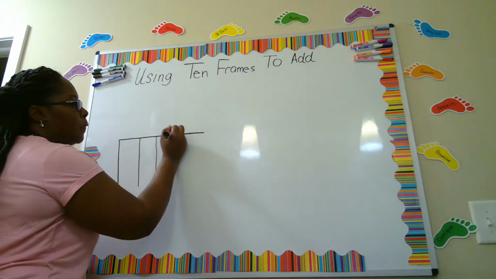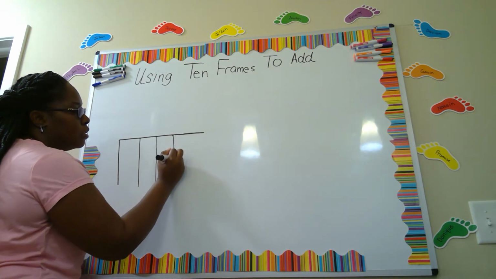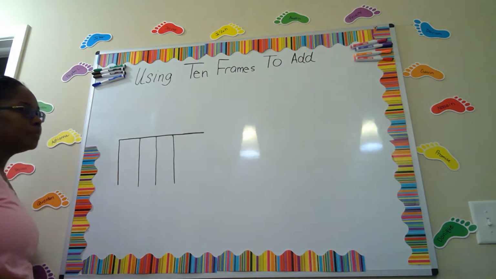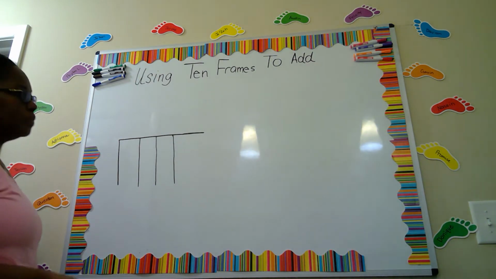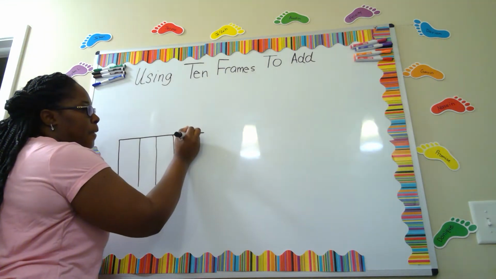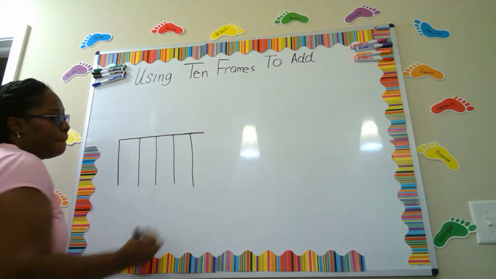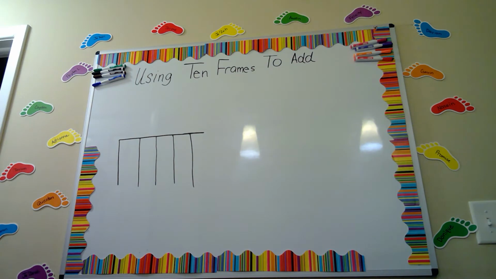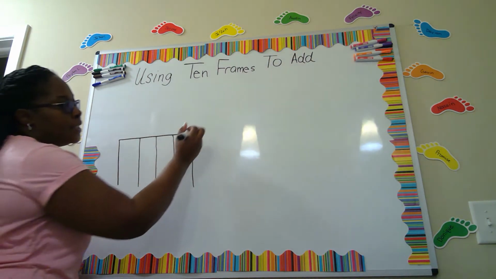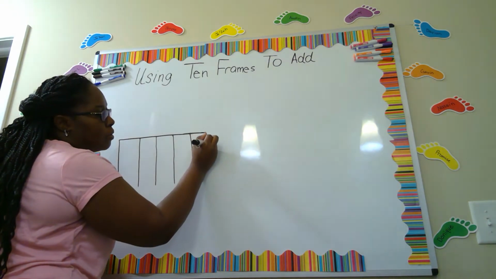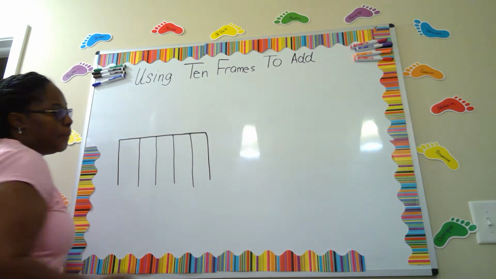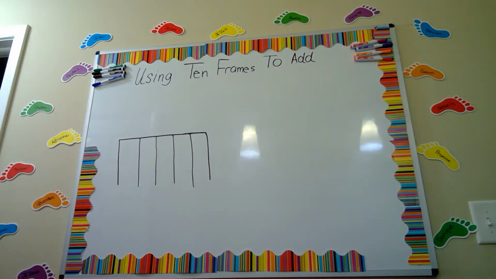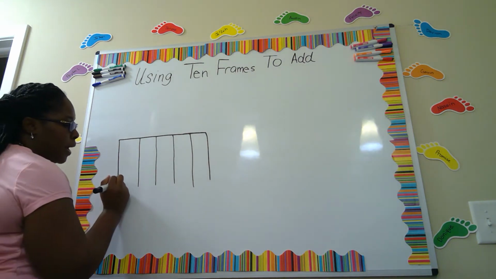Let's draw the 4th line down. Let's draw the 5th line down. And then we're going to draw the last line down to close it out. Okay? Then we're going to close the bottom.